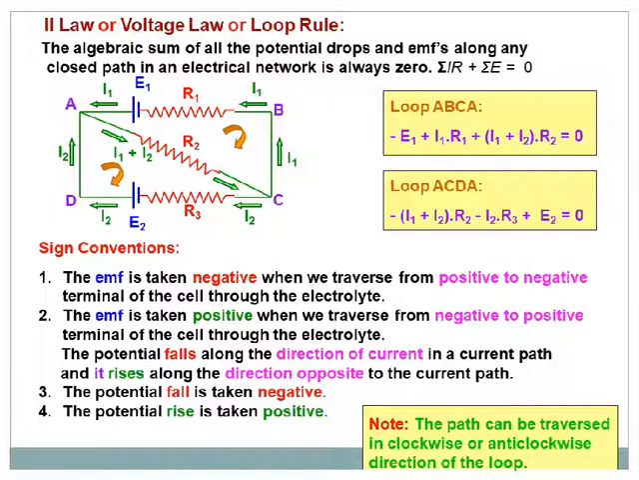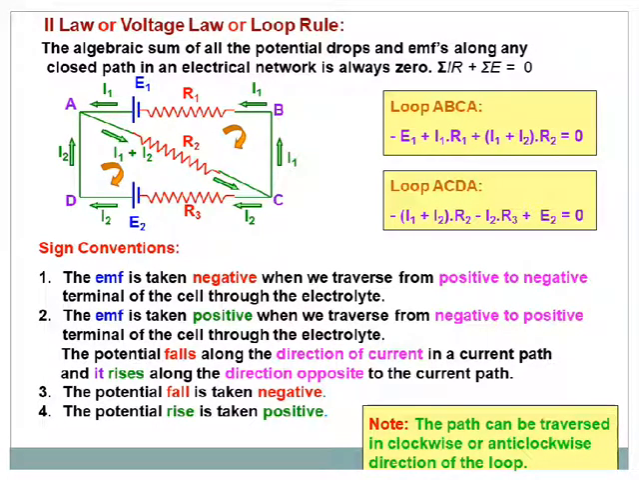So, according to the voltage law, the summation of EMF and the summation of potential drop should be equal to 0. So we can write the equation: minus E1 plus I1 R1 plus (I1 plus I2) into R2 is equal to 0. In a similar manner, you can do it for C, D, A. So let's see what that will be. From A to C, current is going along with the tracing path, so it should be negative: minus (I1 plus I2) into R2.